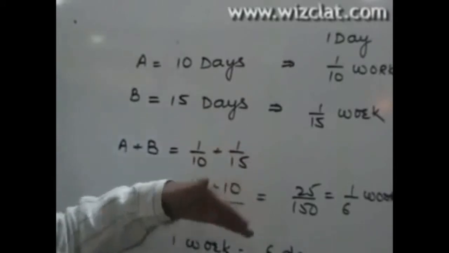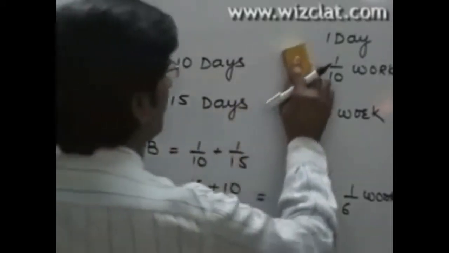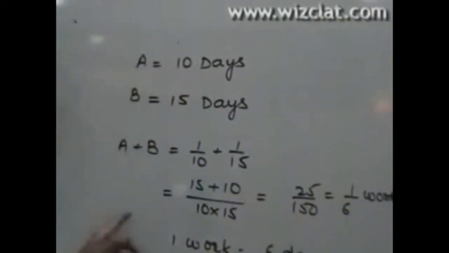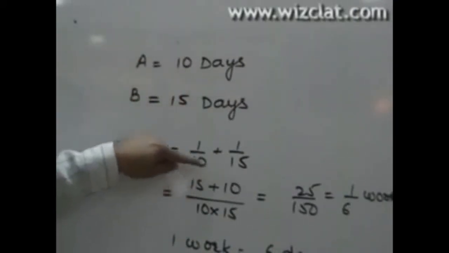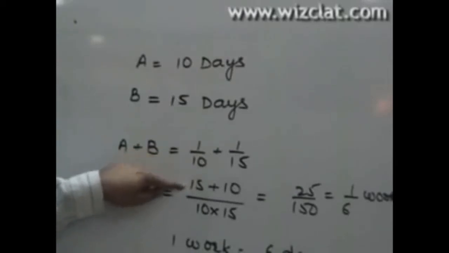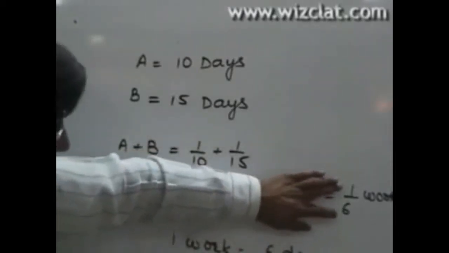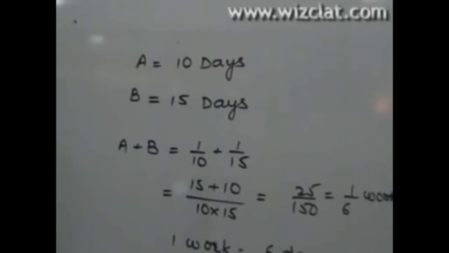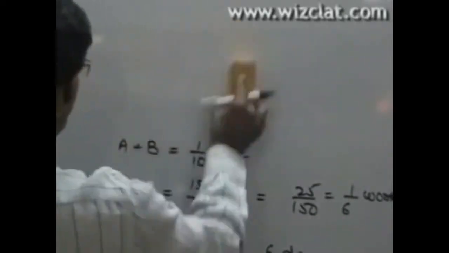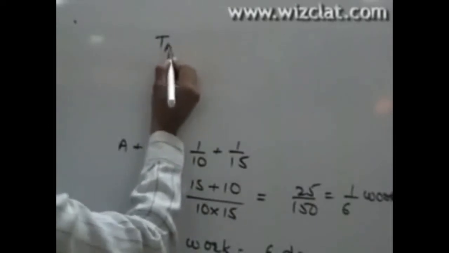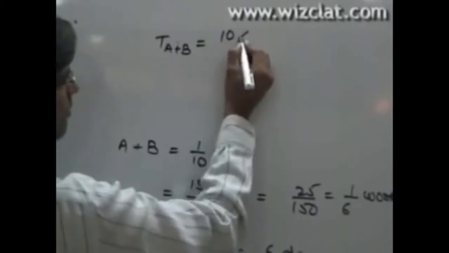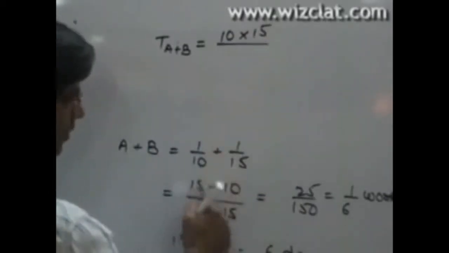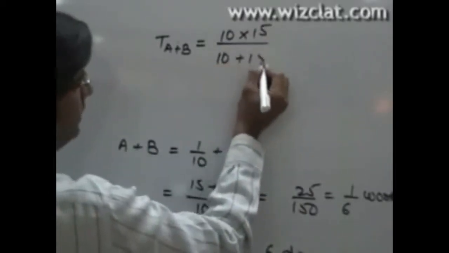If I want to develop a shortcut for this question, the method will be, see, A can do a piece of work in 10 days, B can do a piece of work in 15 days. Together they do it in 1 upon 10 plus 1 upon 15 is the one-day work. And we took the LCM, and whatever answer came here, we reversed it. So the shortcut here would be that this value should be reversed. It means the time taken by A and B together to do the work will be equal to 10 multiplied by 15 upon 10 plus 15.